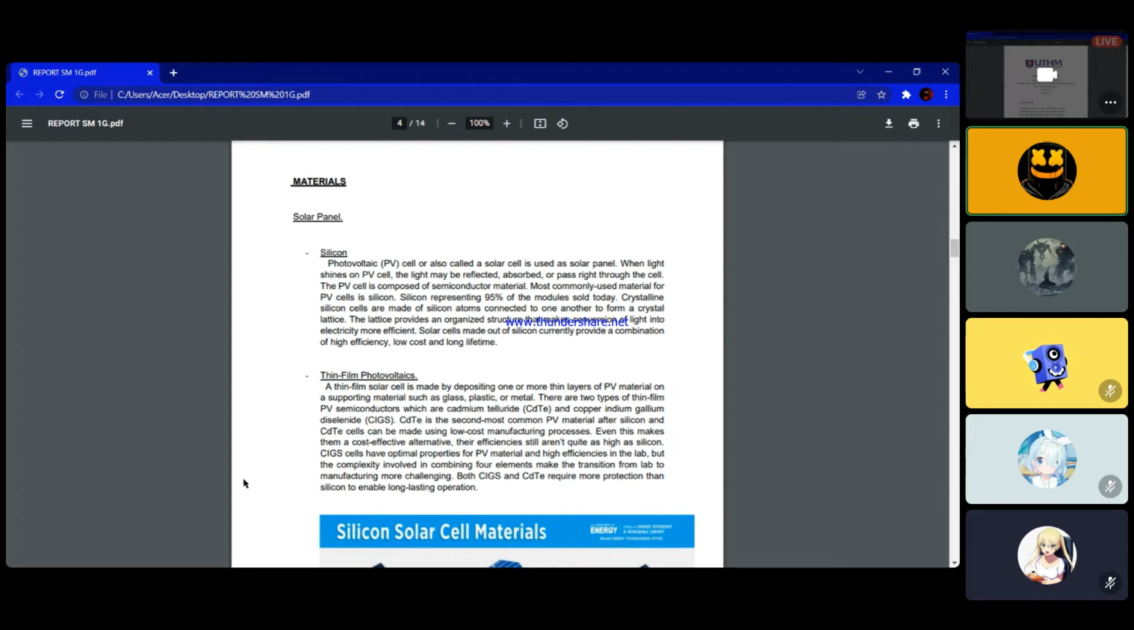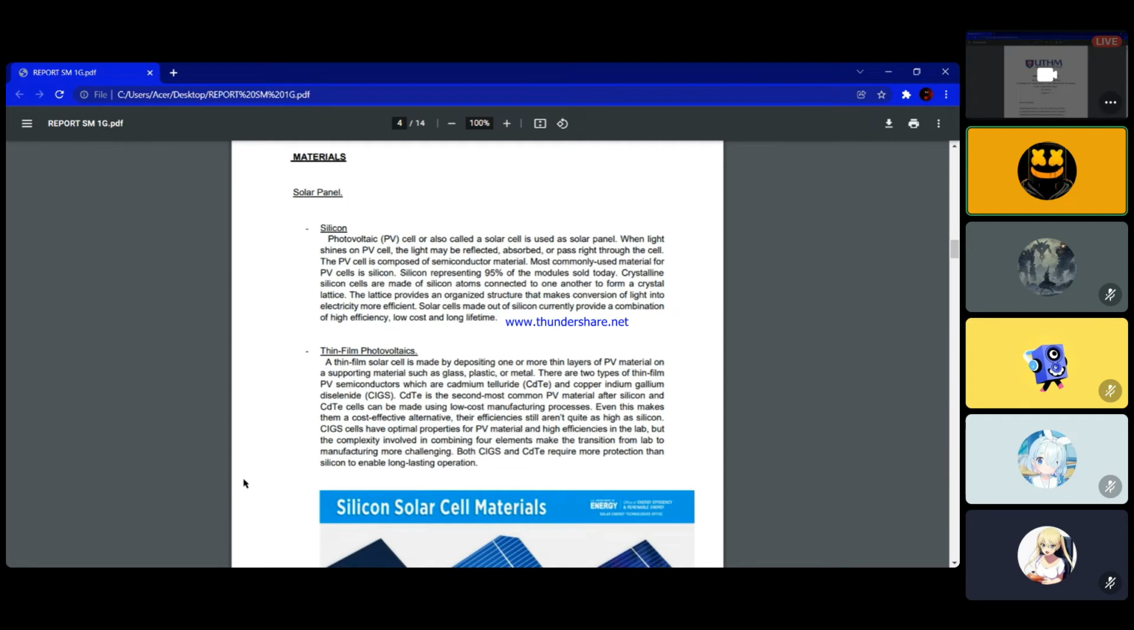Okay, so for material, for solar panel, we can use silicon or thin film photovoltaics. For silicon, the photovoltaic PV cell, also called a solar cell, is used in a solar panel. When light shines on a PV cell, the light may be reflected, absorbed, or pass right through the cell. The PV cell is composed of semiconductor material. The most commonly used material for PV cells is silicon.